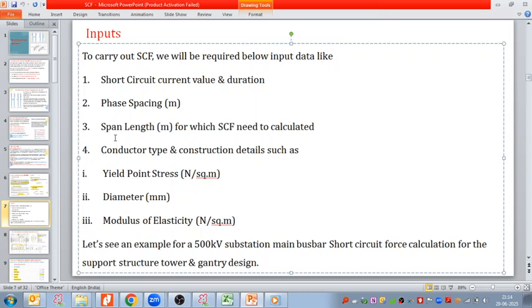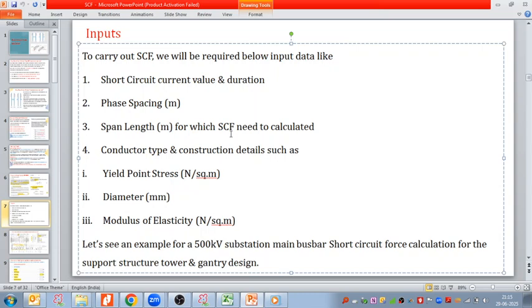This is one way. Second way, you can take the maximum span, perform the calculations for that, and apply that value for the rest of the structures as well if you don't want to do all the calculations. So either go with the higher span, or, as recommended, take each respective span and design accordingly, because if the span changes, then the SCF value will change, and accordingly you design the structure so that there is no over design. That is why we recommend performing the calculation span wise.